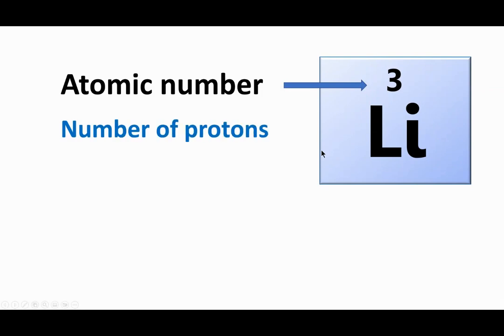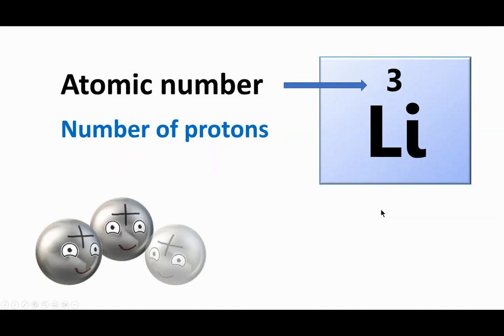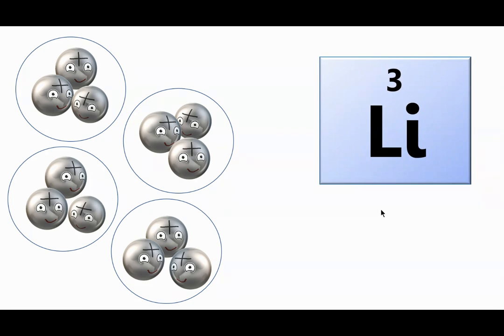It means the number of protons, or the positive charges, found in the nucleus of an atom for that element. So, for example, each lithium atom has 3 protons in its nucleus, so its atomic number is 3. And so there's a representation of the protons, and each atom of lithium will always have 3 protons inside it.